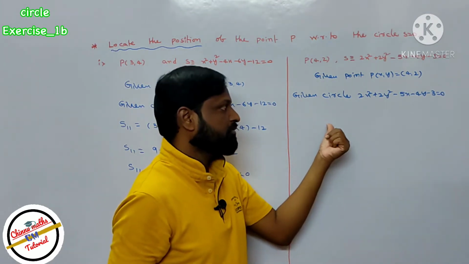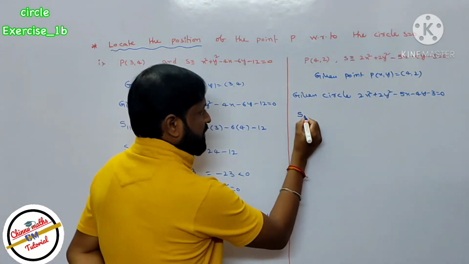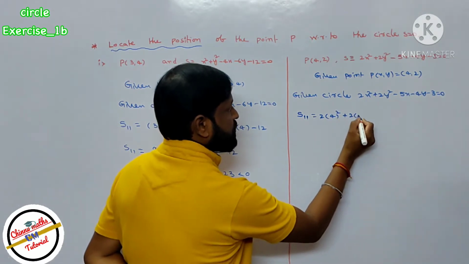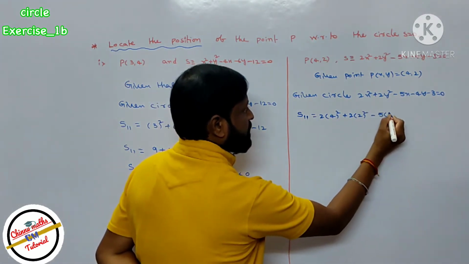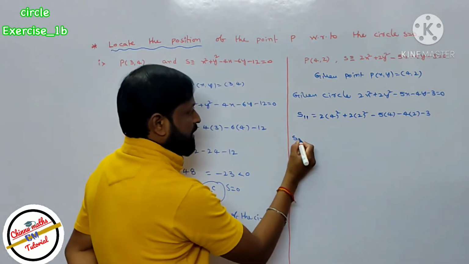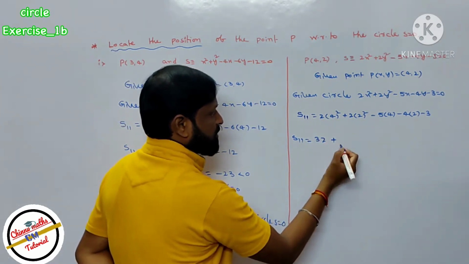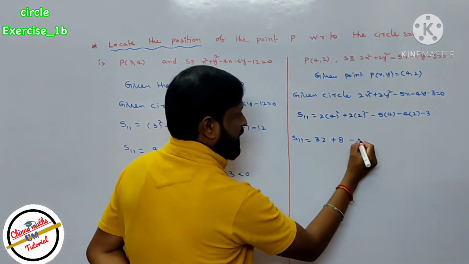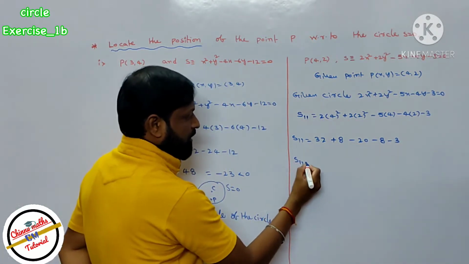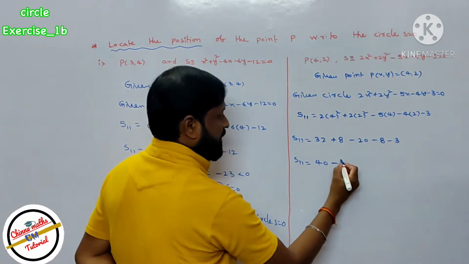So if you find the S11, you cannot change into the general form, directly you can substitute, you will get S11 value. S11 equal to 2 into 4 square plus 2 into 2 square minus of 5 into 4, then minus of 4 into 2 minus 3. Then you have to calculate S11 equal to 4 square means 16 to the 32 plus 4 into 2 8 minus of 20 minus of 8 minus of 3. So then S11 equal to 32 plus 8 40 minus of 28 minus 3 minus 31.